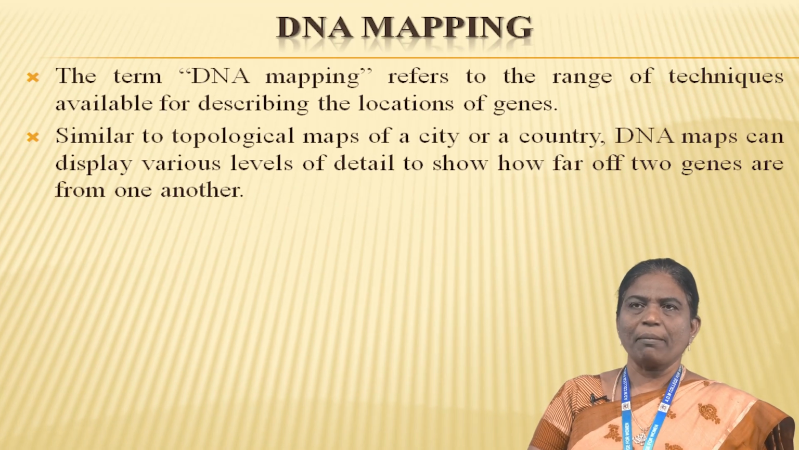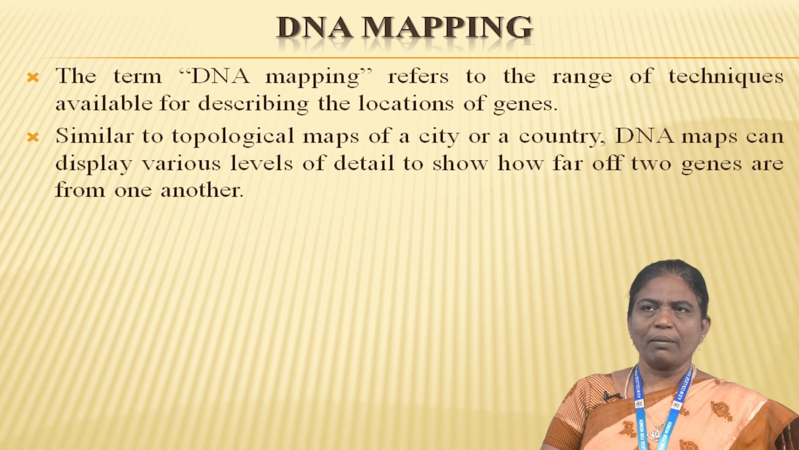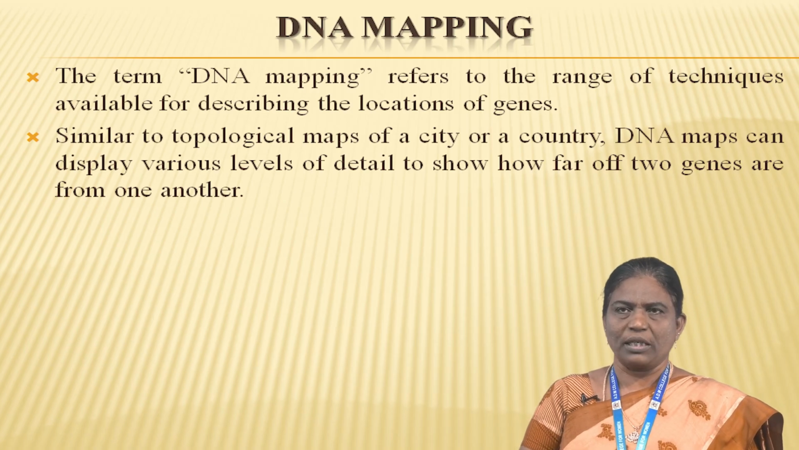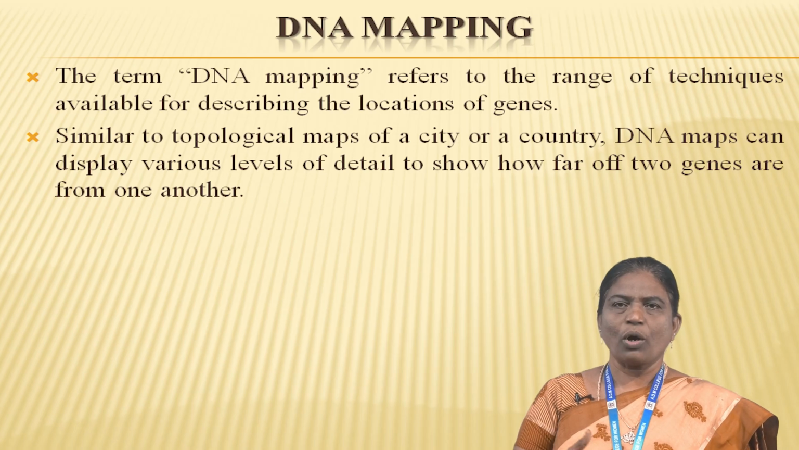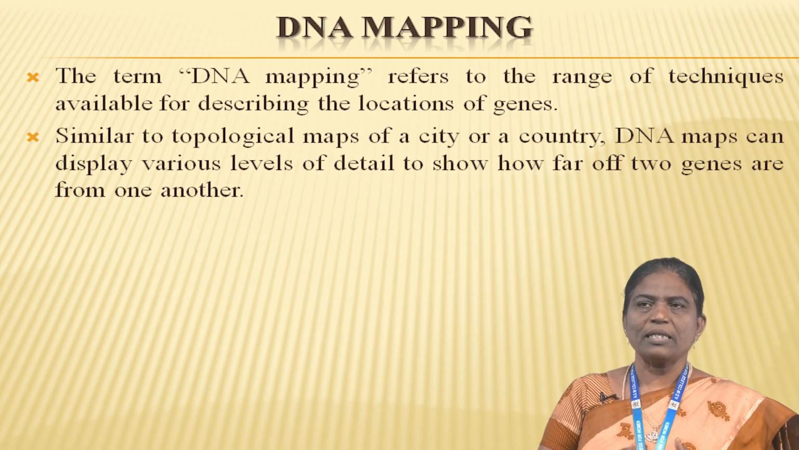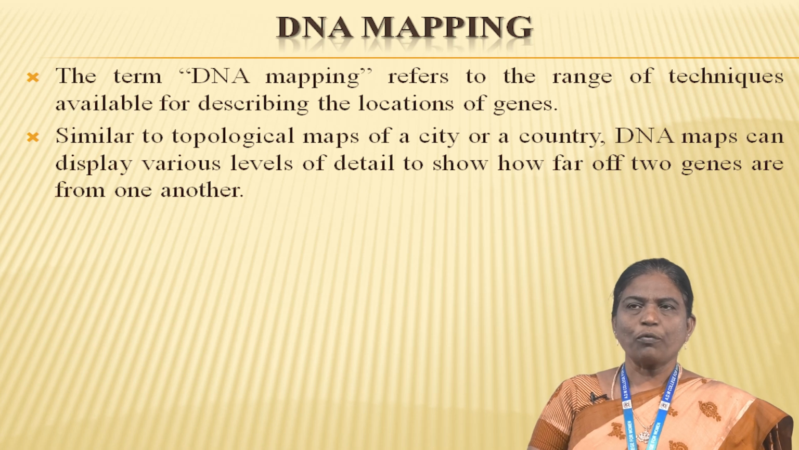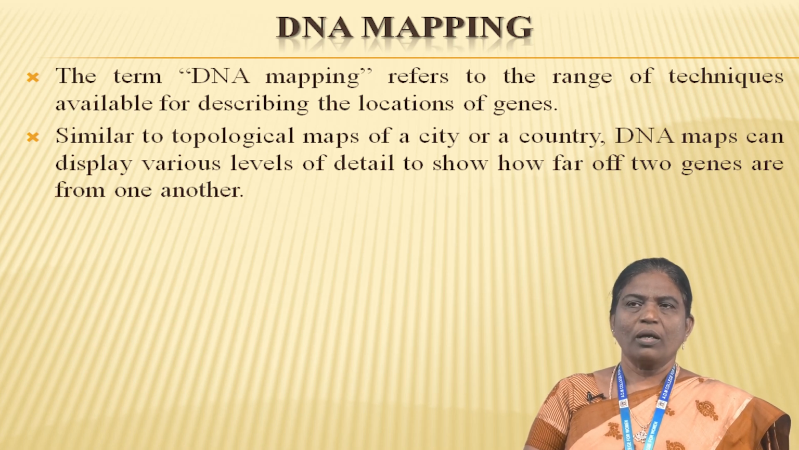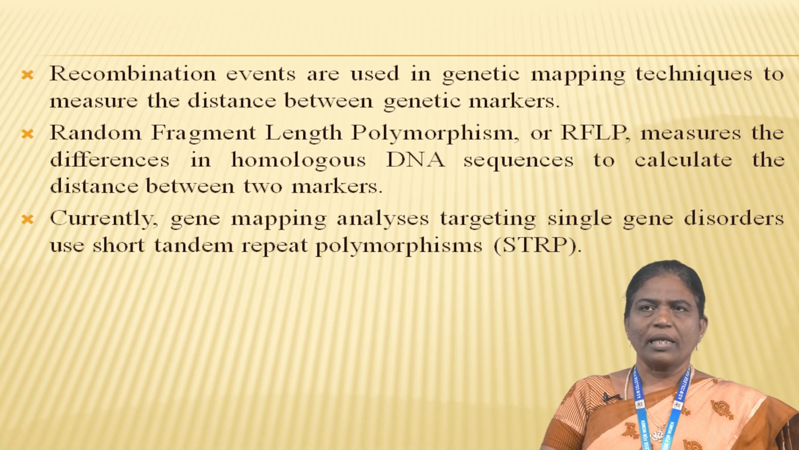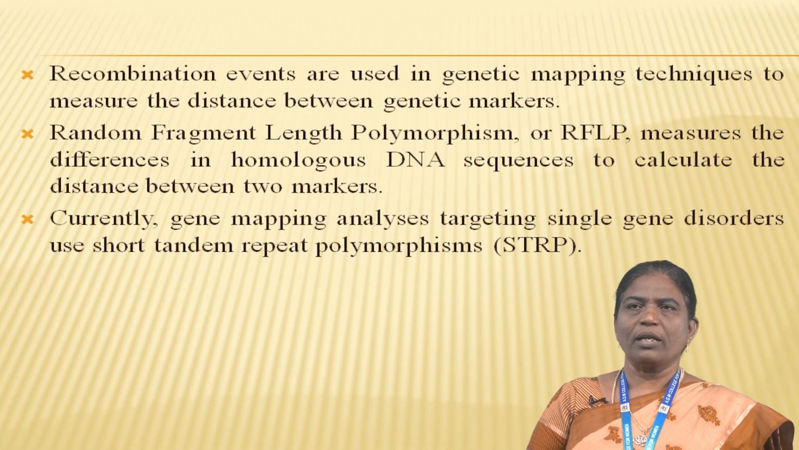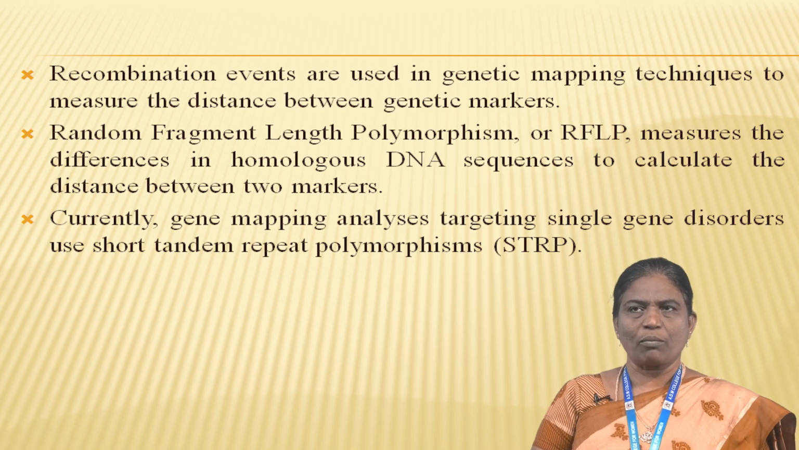When we see DNA mapping here, it refers to the range of techniques available for describing the location of genes. Similar to the topological maps of a city or a country, DNA maps can display various levels of detail to show how far two genes are from one another. And also, recombination events are used in genetic mapping techniques to measure the distance between genetic markers.